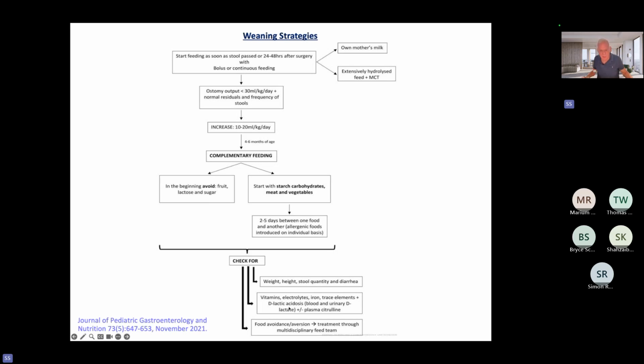We discussed in our board questions D-lactic acidosis. That's really related to bacterial overgrowth, and we'll discuss that. And we'll also say something about plasma citrulline, which can be very helpful. Keep in mind that any patient who's long-term on parenteral nutrition may develop a food aversion, and this has to be managed in close collaboration with our nutritional consults.